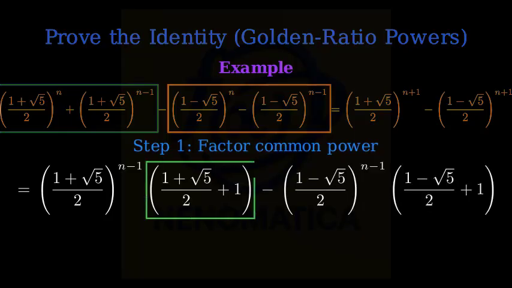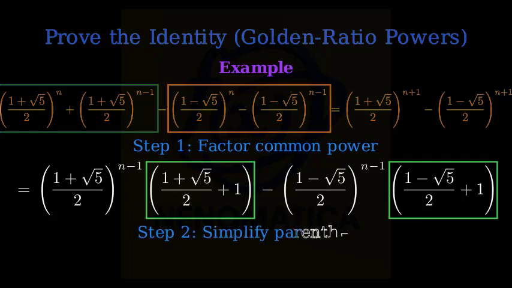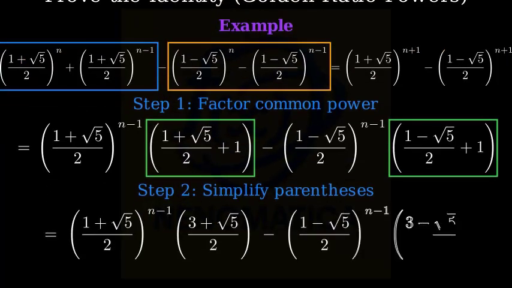From the left pair, factor the base to the n minus 1. From the right pair, factor the other base to the n minus 1 as well. Step 2. Simplify each parenthesis. 1/2 times (1 plus square root of 5) plus 1 becomes (3 plus square root of 5) over 2. Similarly, 1/2 times (1 minus square root of 5) plus 1 becomes (3 minus square root of 5) over 2.